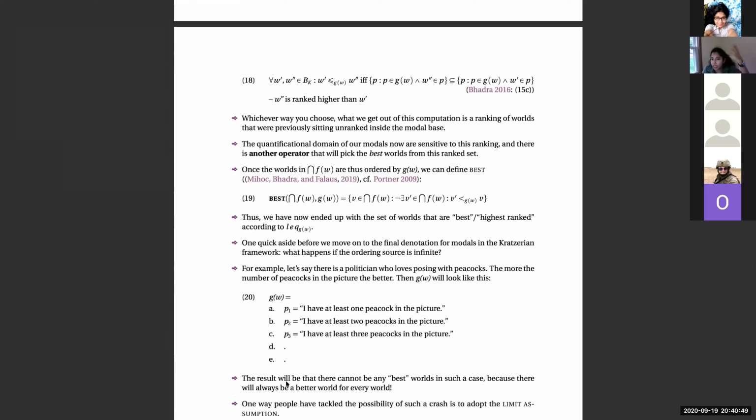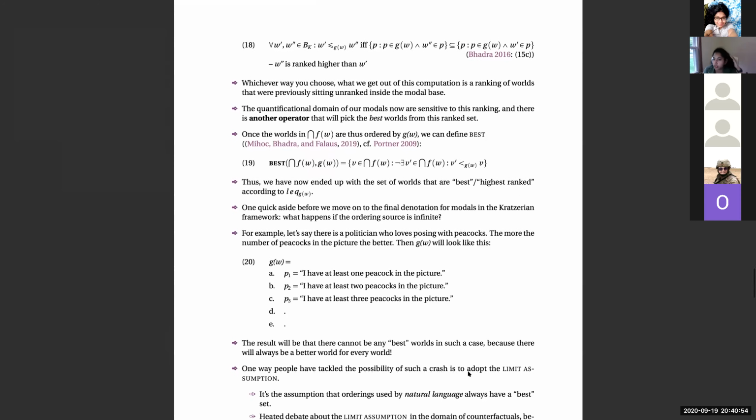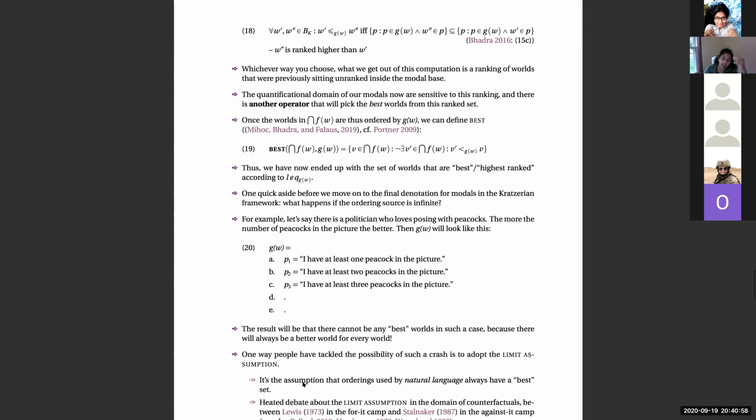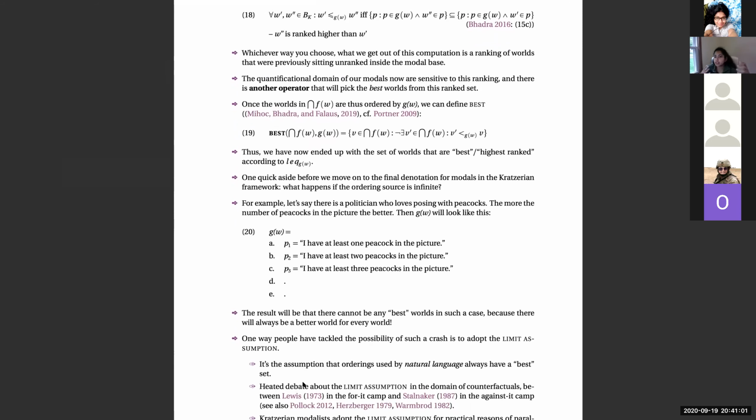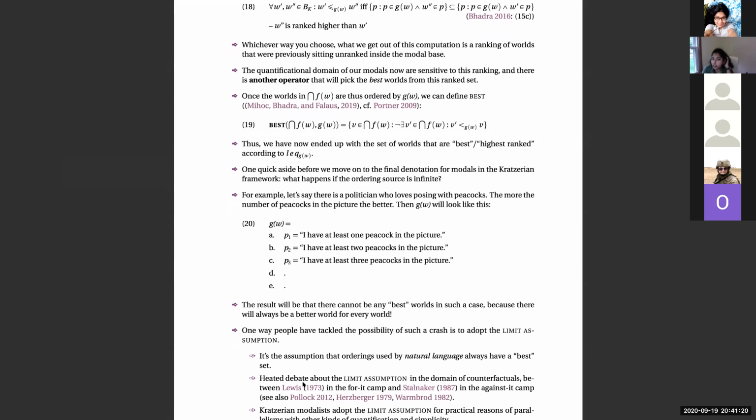So with infinite sets, it becomes very complex. Like, what do you do? How do you get a quantificational domain? So the idea is people have tackled the possibility of such a crash by adopting the limit assumption. The limit assumption basically says that orderings used in natural language, we are not talking about a mathematical point of view, we're just talking in natural language, when you have orderings, there always is a best set.